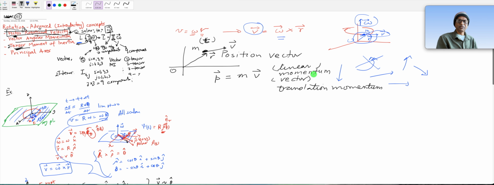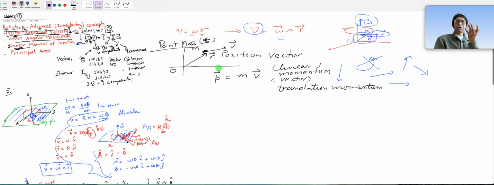So this is angular momentum. This is a point mass, so this is a system of a point mass. Maybe you already realized the point mass is a building block.